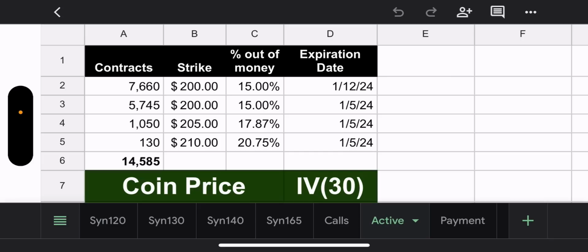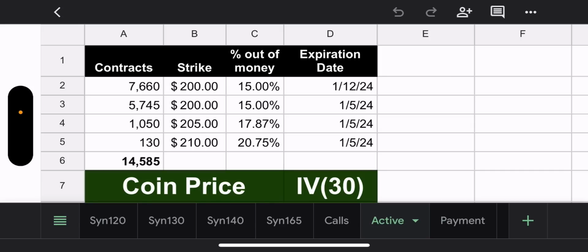The three sets of contracts expire next Friday. So these have 4 trading days, the lowest of which is 15% out of the money. So that's pretty good. All 3 of these I think are pretty good: 200 strike, 205 strike, and 210 strike. But the 200 strike expiring January 12th, this looks to be a concern, because you never know what can happen in 2 weeks.